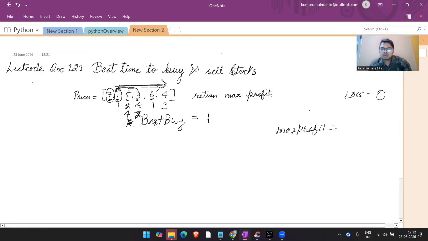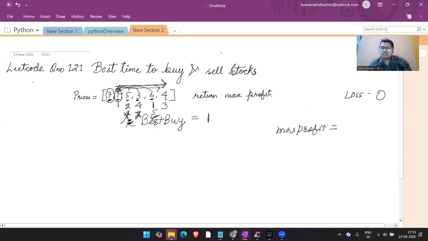At this particular moment, the price of the stock becomes 6. Oh, that's great. I purchased at 1, and now the selling price is 6. Let's check how much profit I'll get: 6 minus 1, that is 5. Oh, great. Now it is greater than my previous maximum profit, so I will consider this one as the maximum profit. But still I have one more scenario to check.